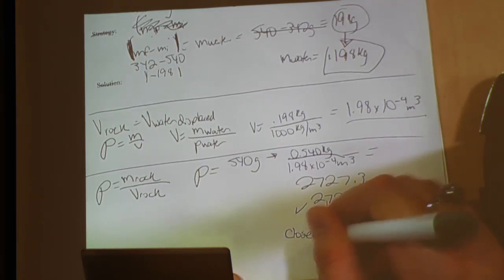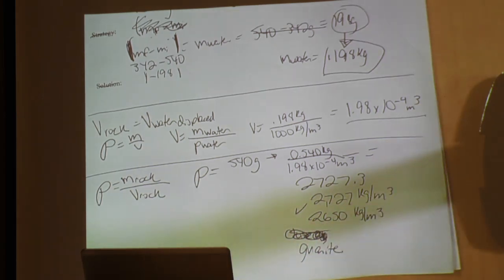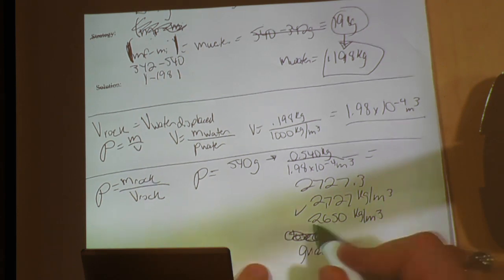Oh, dang it, I can't spell. This is granite. All right, we're just gonna write granite. We're good. We're close enough to that value that was given.